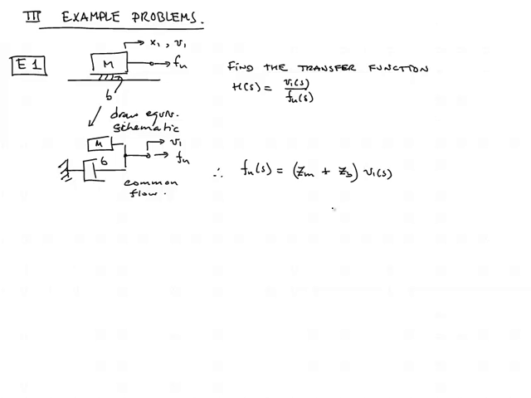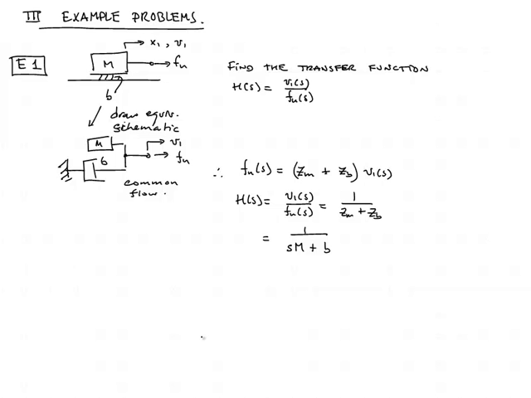So we write Zm plus Zb times V1 equals F sub u. We go ahead and express the transfer function as V1 over F sub u, and now we can express that as 1 over the sum of the impedances. Our final step is simply to replace those two impedance variables with the actual impedances, so s times M for the mass and B for the viscous damper.